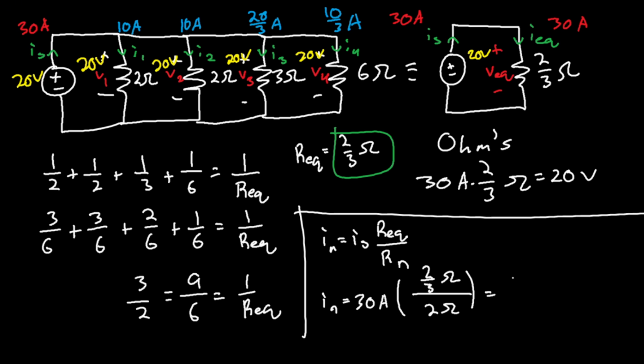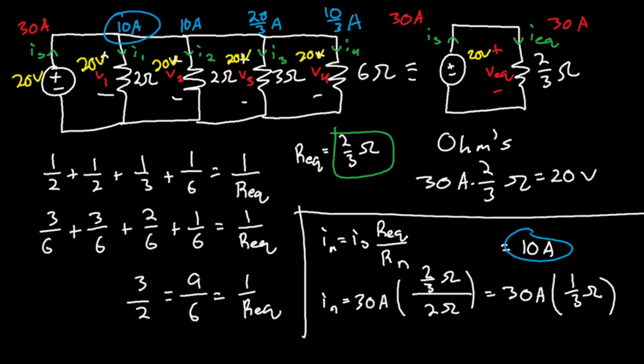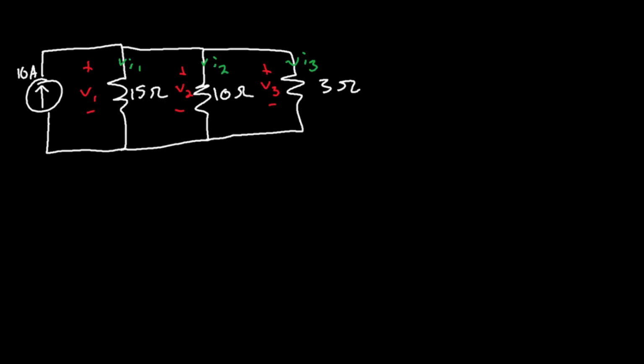So all we really get is 30 amps times 1 over 3 ohms if I simplify this, and 30 times 1 over 3 is equal to 10 amps. Therefore, current division works here. So the answer we got from Ohm's law and the answer we got from current division are both equal to each other. Let's go ahead and do this problem.